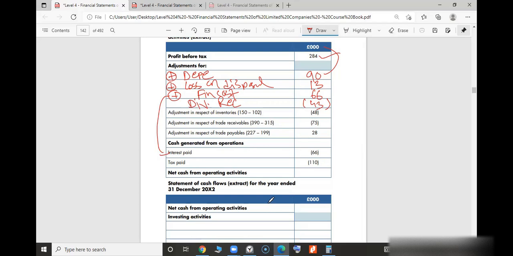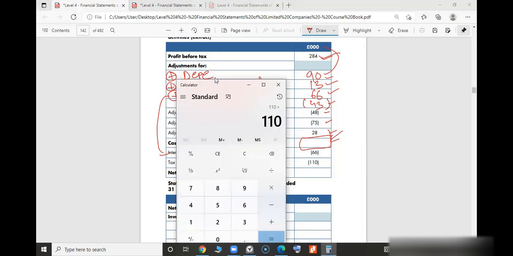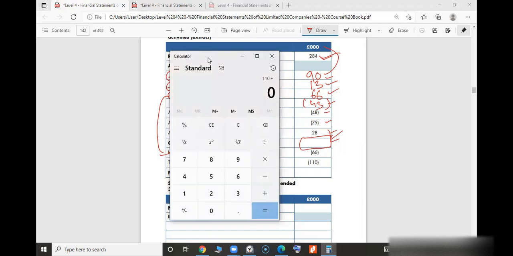Well, who gives me the answer for cash generated from operating activities? 284 plus 90 plus disposal plus finance cost minus this minus plus, and then you get an answer. Who does it? Can you work it out? Let me work it out as well. 320 is this. Aslam says 320. Anybody else would like to say it here?